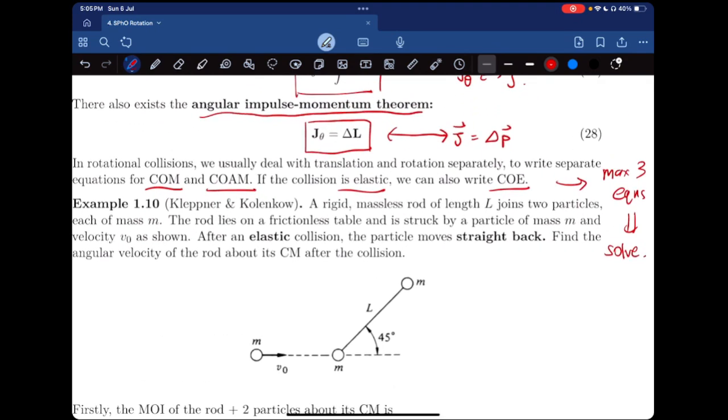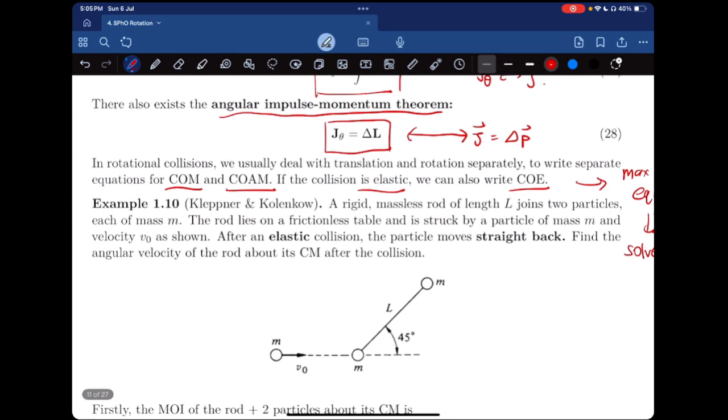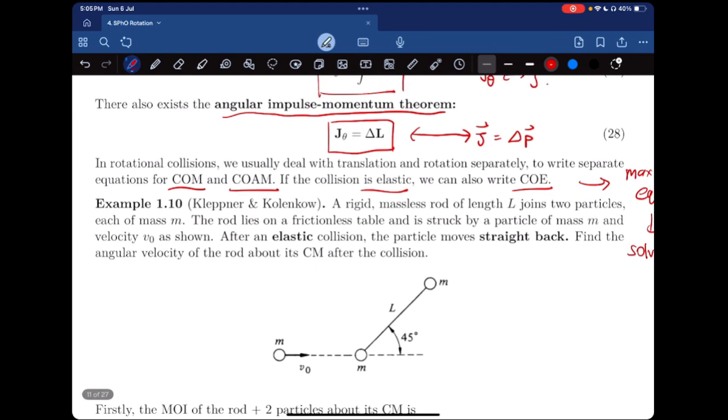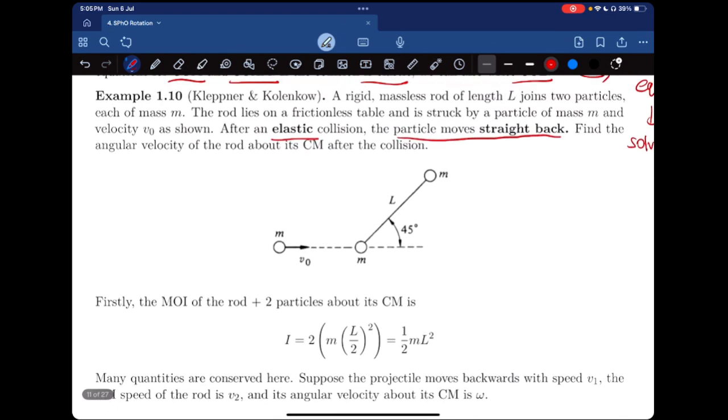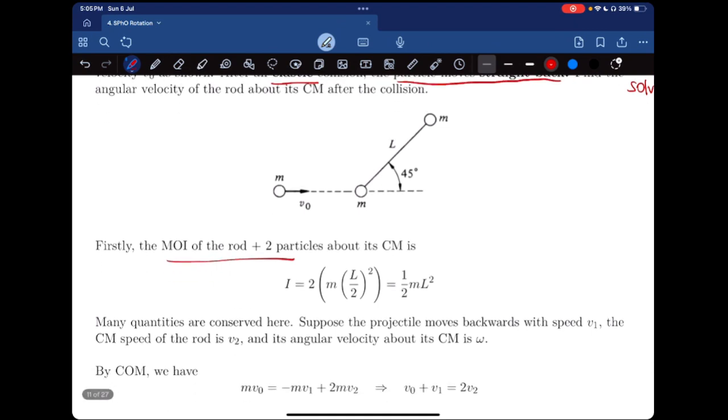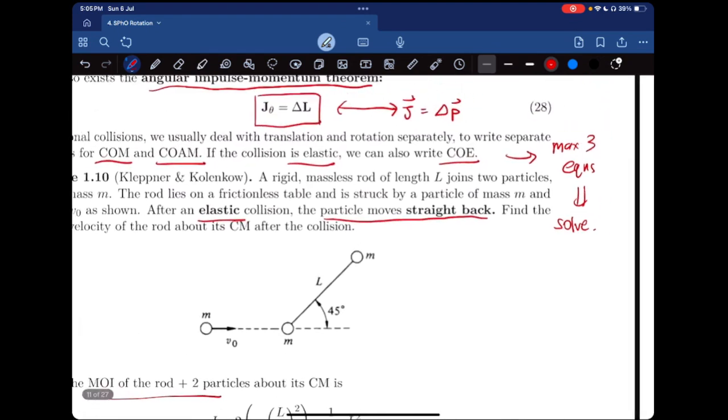So here we have a rigid rod of length L joining 2 particles, each of mass m. The rod is on a frictionless table, struck by a particle of mass m and velocity v naught. The collision is elastic and the particle moves straight back. You want to find the angular velocity after the collision. So the first thing that you always want to do, find the MOI. Secondly, you want to look at the 3 different equations that I said just now.